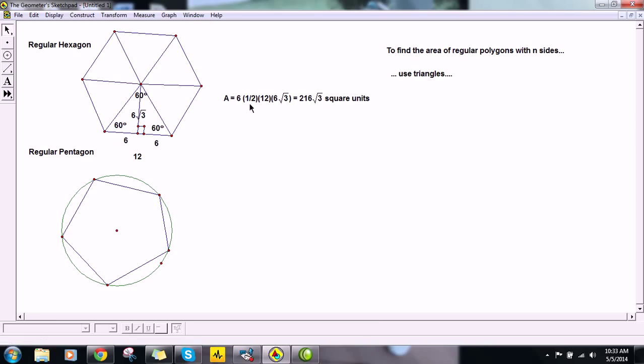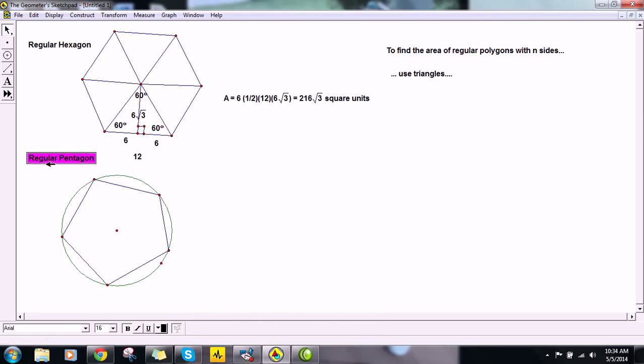Okay, notice this piece right here without the 6 in front, so kind of ignore that 6. But the rest of it is just the area of any one of those 6 congruent triangles. 1/2 base 12 times height, 6 root 3. Okay.